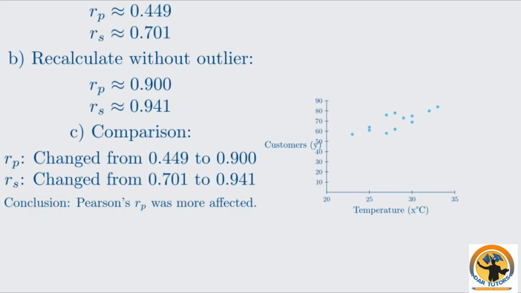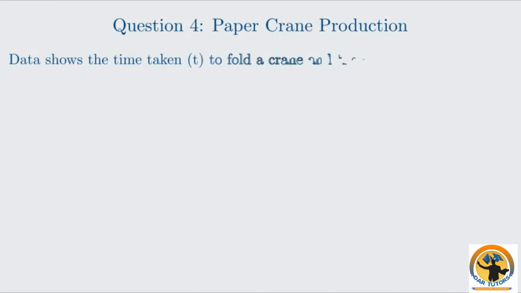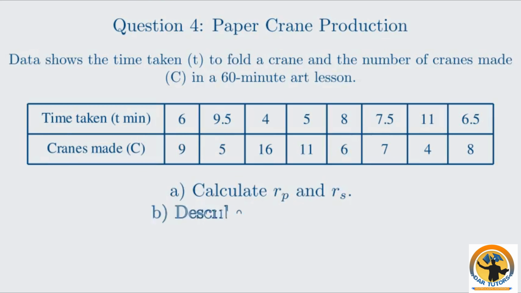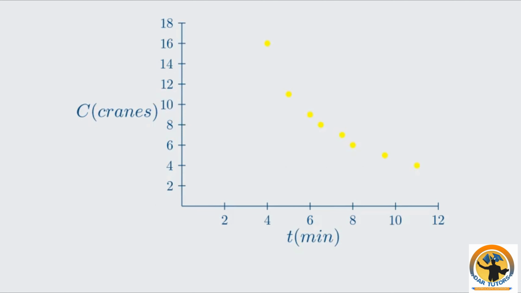Question 4 looks at the relationship between the time taken to fold a paper crane and the number of cranes made in an hour. Before we calculate, let's think. If it takes you longer to fold a crane, you'd expect to make fewer cranes in the same amount of time. So we anticipate a negative correlation. Let's plot the scatter diagram. It shows a decreasing trend, but with some scatter. This confirms our expectation of a negative correlation.